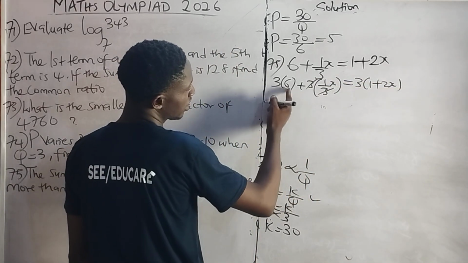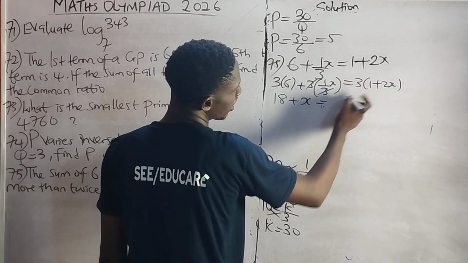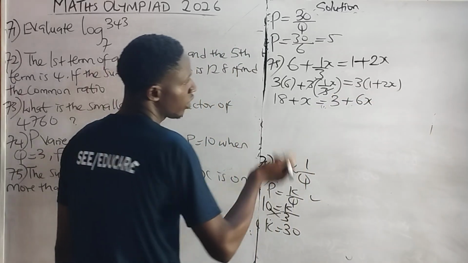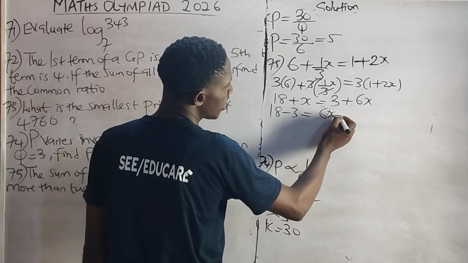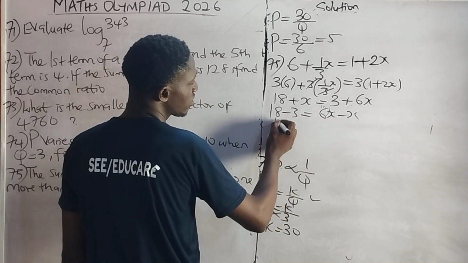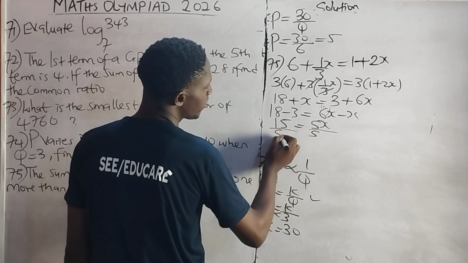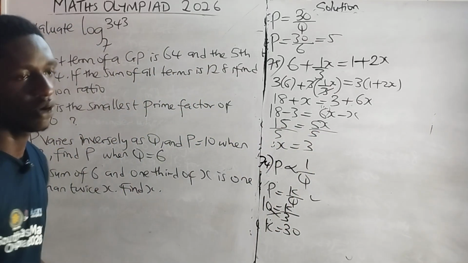3 will cancel 3. 3 times 6 is 18, plus 1 times x is x, is equal to 3 times 1 is 3, plus 3 times 2x is 6x. Collecting like terms, 18 minus 3 is equal to 6x minus x. 18 minus 3 is 15, is equal to 5x. Dividing both sides by 5, therefore our x is 3. And that is all for now.